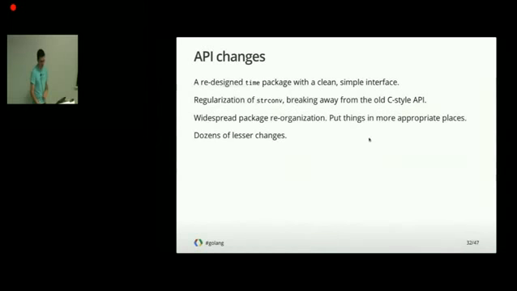We regularized strconv, moving away from the old C-style API that we just kind of copied wholesale in the first place. We did a package reorganization, merely moving things around into appropriate places. Before, it was all kind of flat and things were sort of hard to find. And we made many lesser changes.